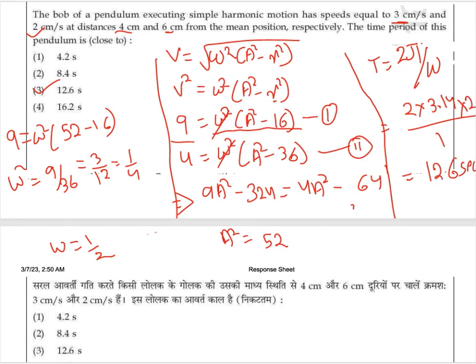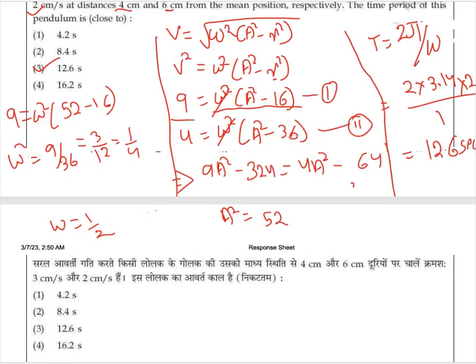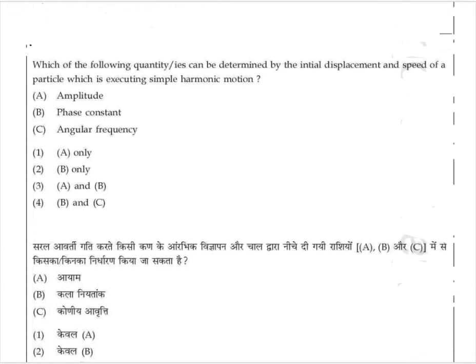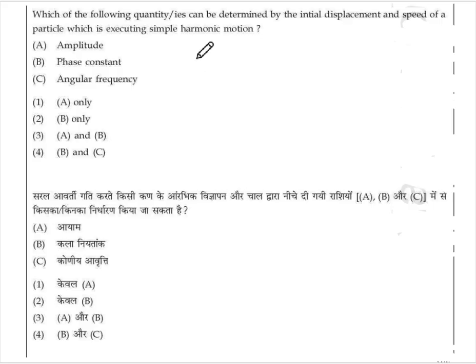So our next question is asking: which of the following quantities can be determined by the initial displacement and speed of a particle executing simple harmonic motion? The question is saying that from amplitude, phase difference, and angular velocity, which of these three can we determine if displacement and speed of the particle are given to us? Okay, so let us solve.